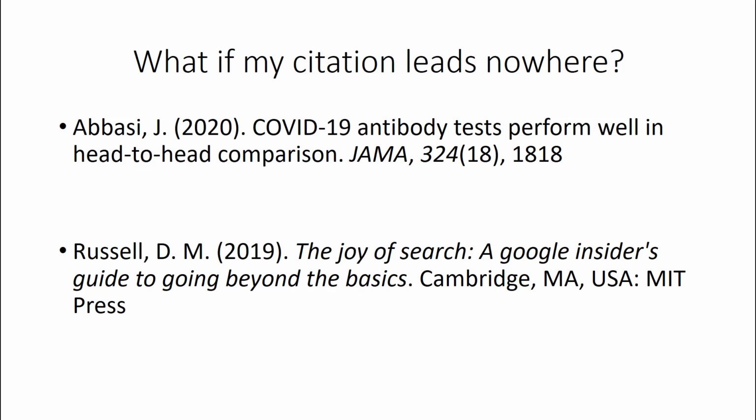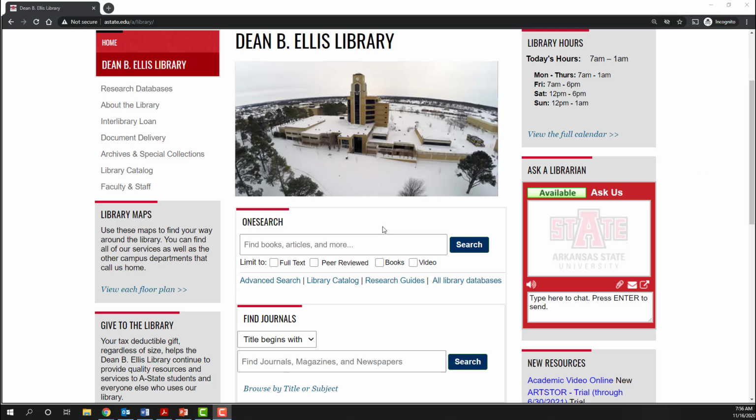So here I have two citations. The first is for a journal article, and the second is for a book. So let's look up this first journal article. As you can see, it's from JAMA, the Journal of the American Medical Association. And so this is the piece of information that we need to begin our search.